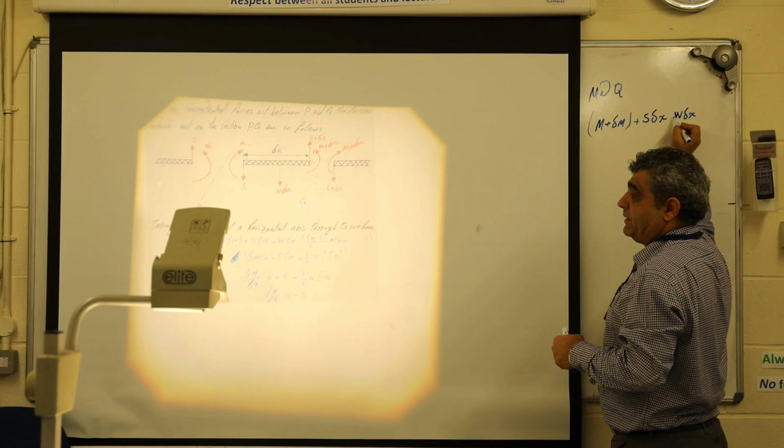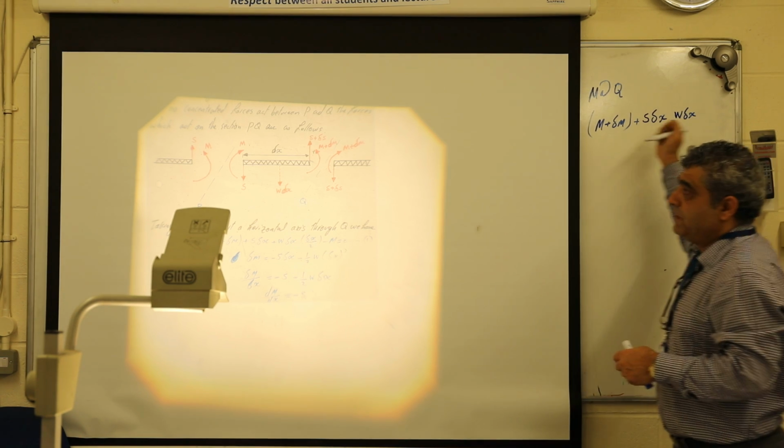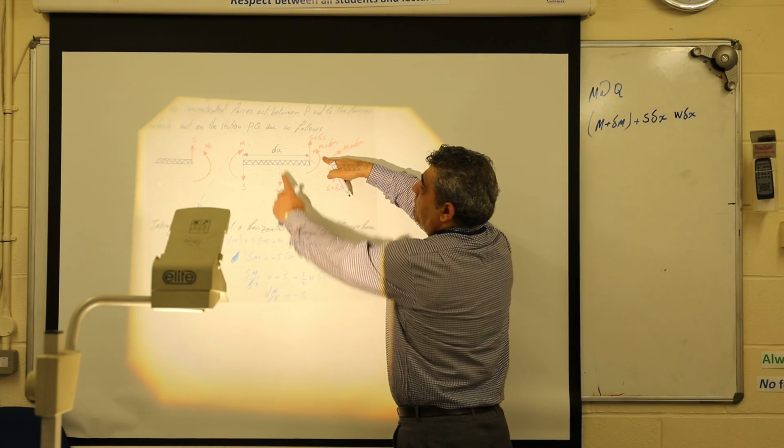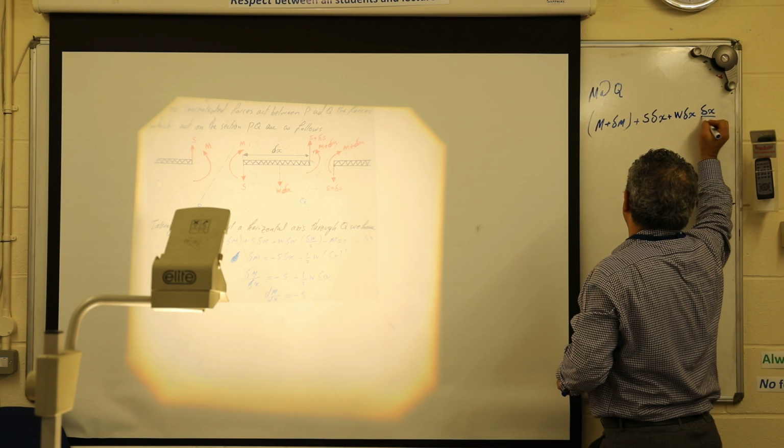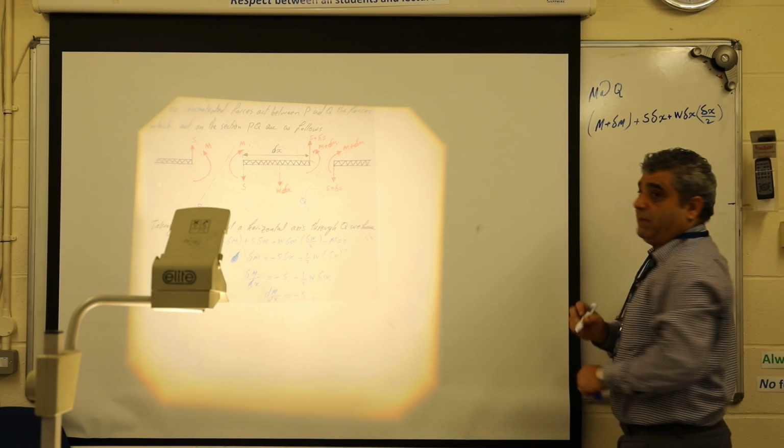I don't know, should I put positive or negative here? Would it be going in the same direction as this one? Yes. Yeah. So I think it's positive as well. Positive w times delta x divided by 2. Are you happy with that?